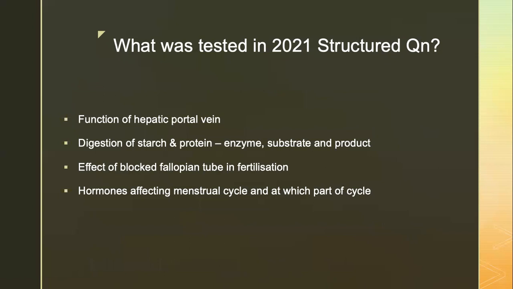Now, there were questions on the function of the hepatic portal vein, and the digestion of starch and protein. Students need to know the enzyme, substrate, and the product involved. A question on the effect of a blocked fallopian tube was tested. How does it affect fertilization and hence prevent the person from getting pregnant? And students need to be very clear on the hormones that affect the menstrual cycle. What are the hormones involved in the menstrual cycle and at which part of the cycle did they increase in concentration?